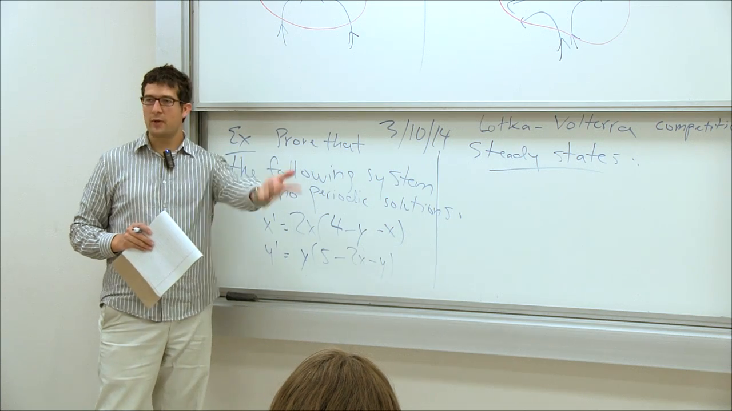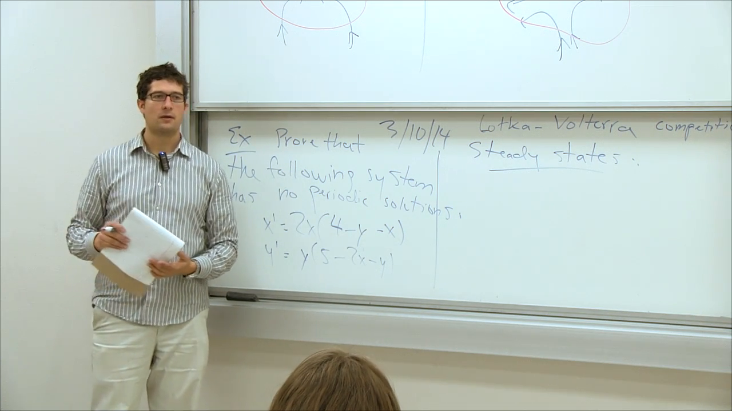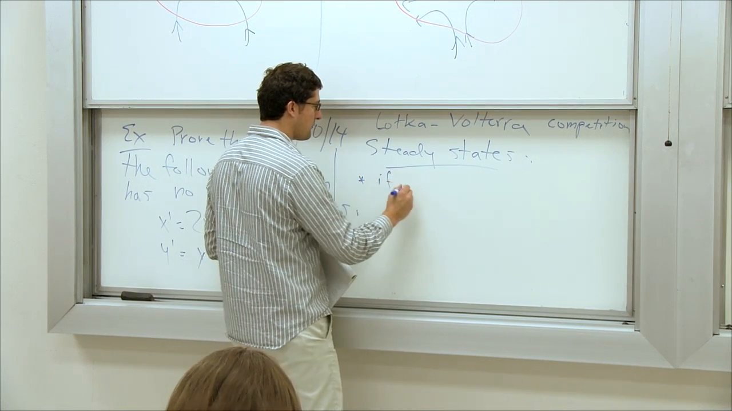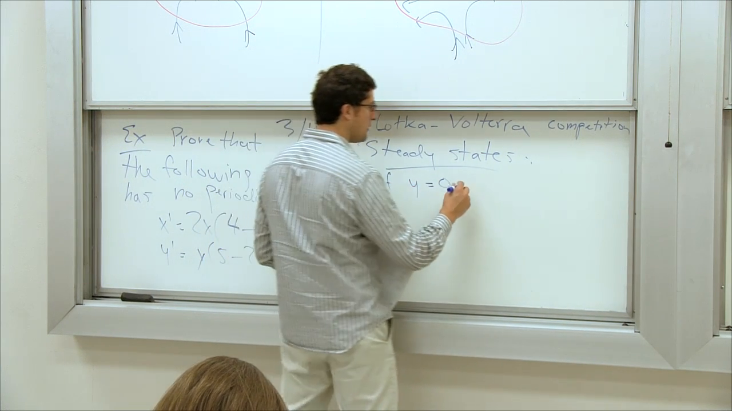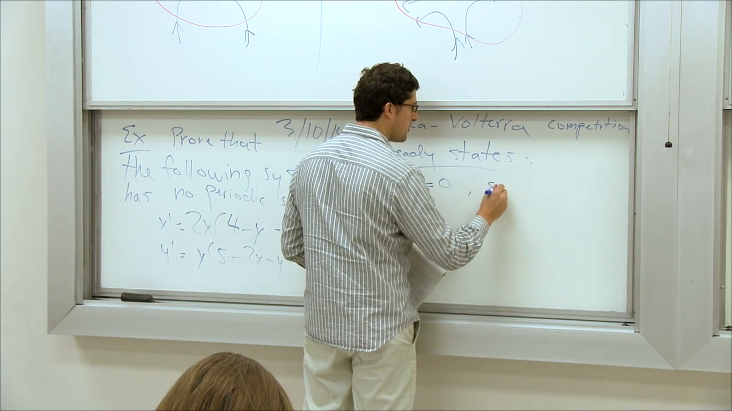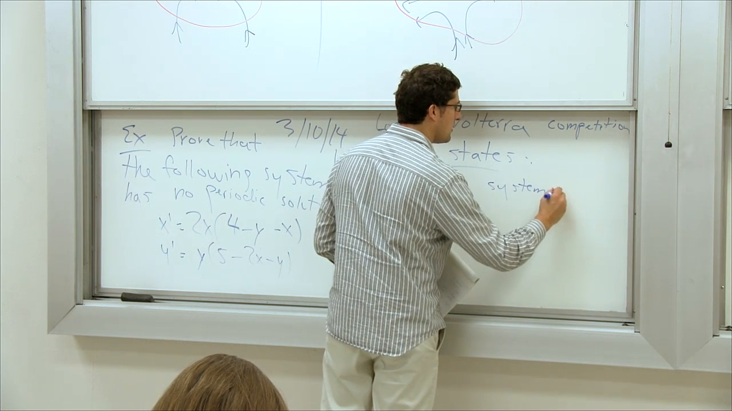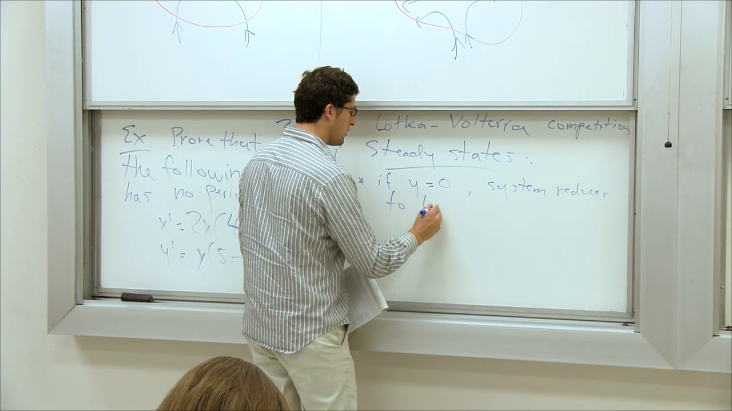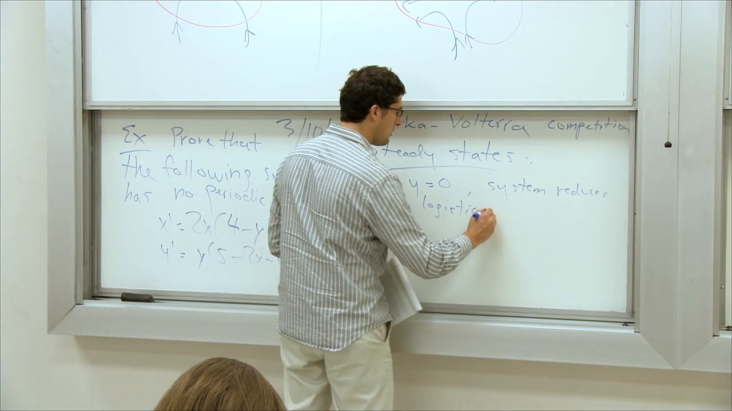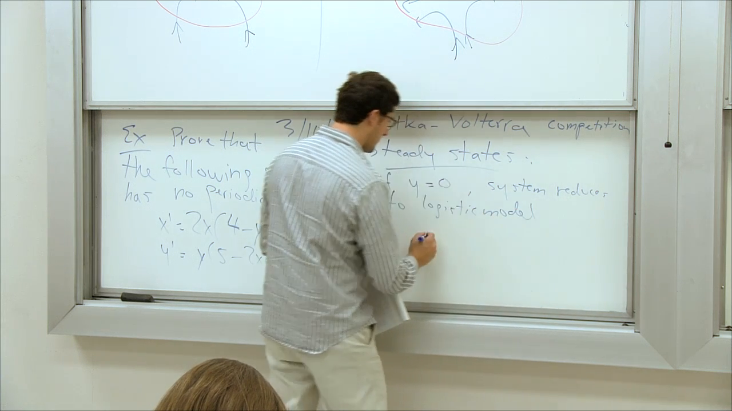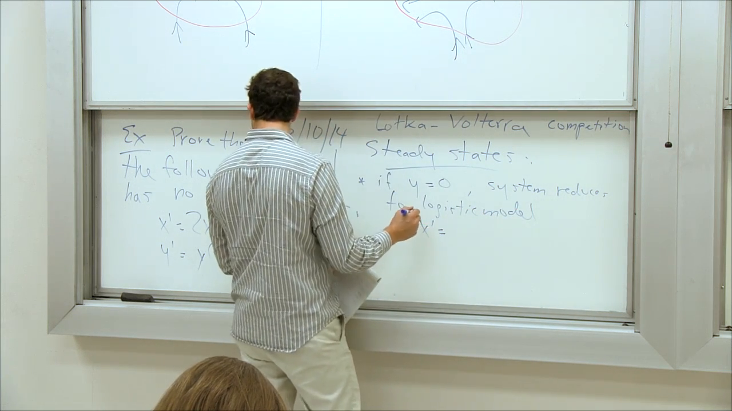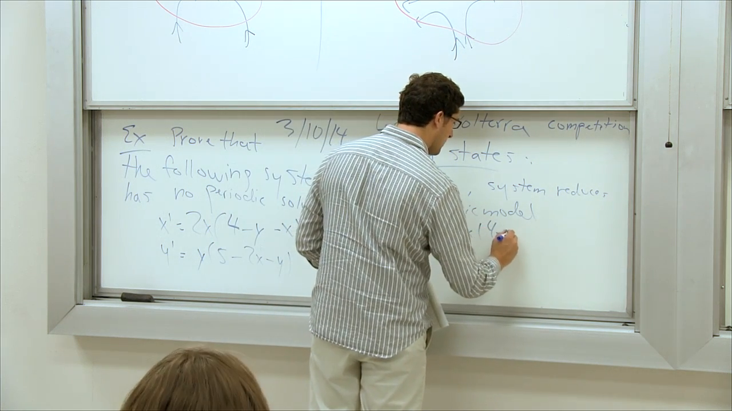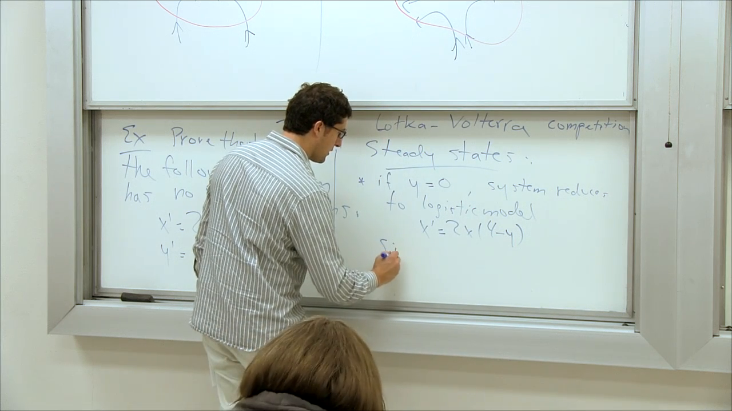Logistic. It goes back all the way to the beginning of the quarter. It's a logistic system, right? So if y is equal to 0, the system reduces to the logistic model x prime equals 2x times (4 minus x), and similarly for y.